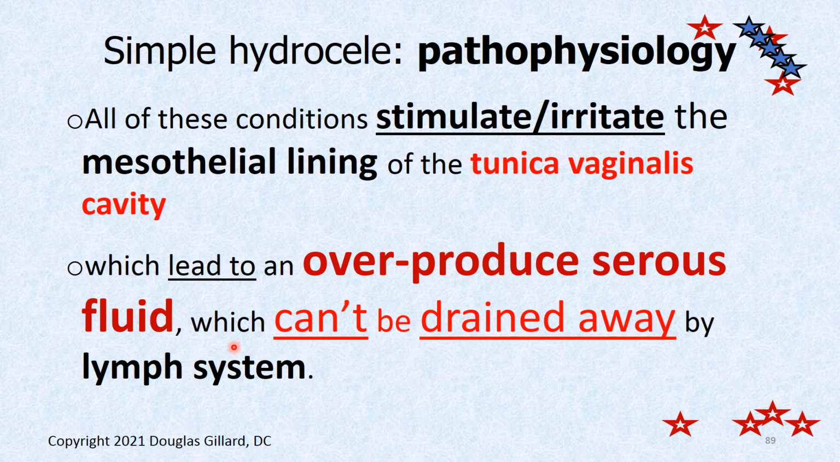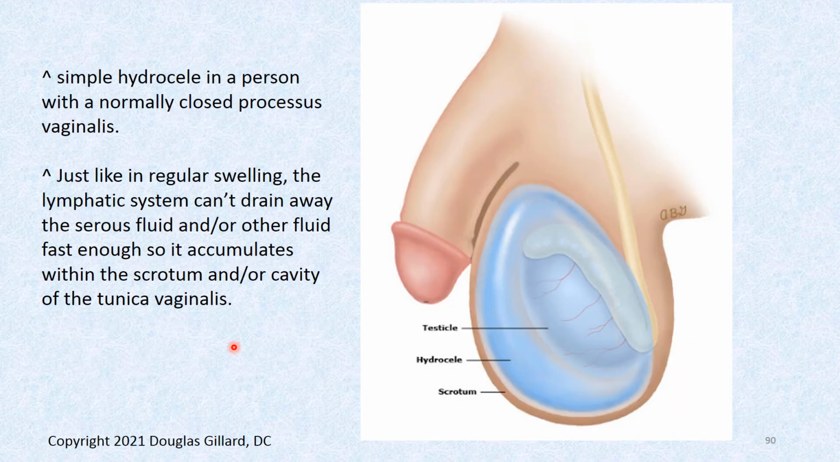But if you get an overproduction of serous fluid, it can't be drained away, and there you go. Even if you have an injury outside of the tunica vaginalis cavity and just get blood in the scrotum, some conditions you still can't drain it away either. If the swelling is so much, it just overloads the lymph.